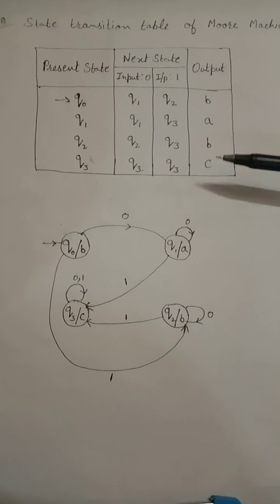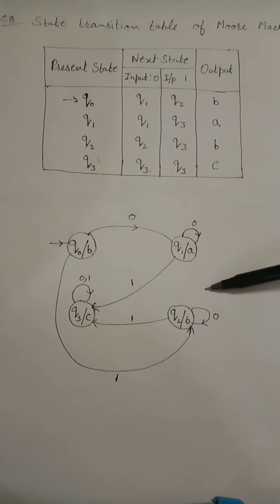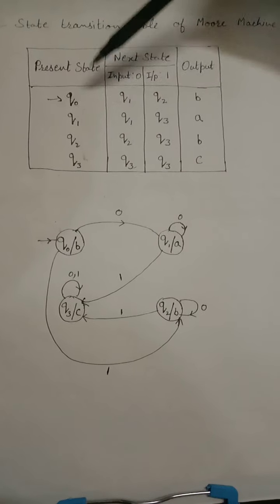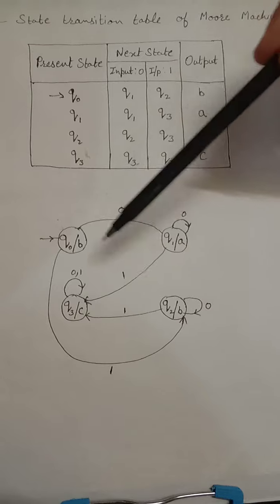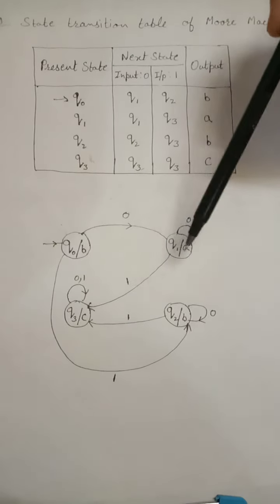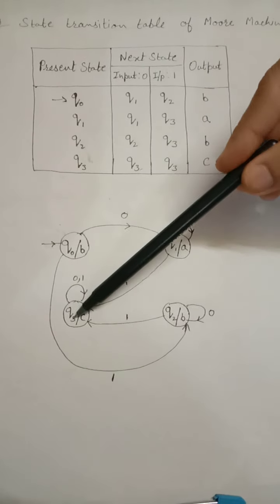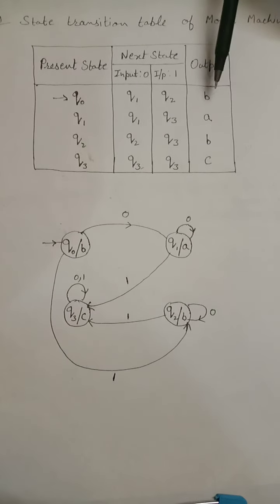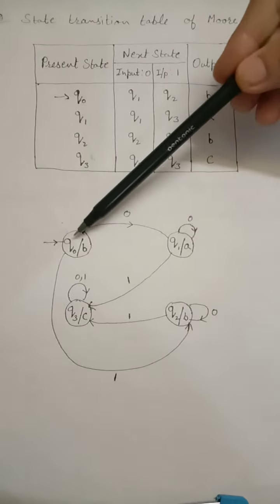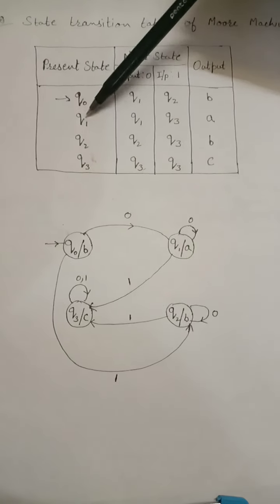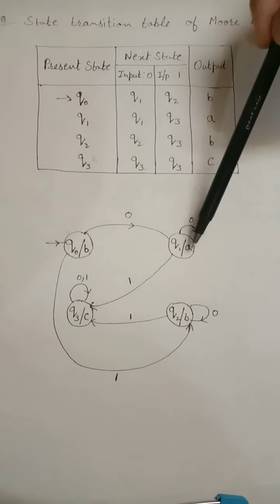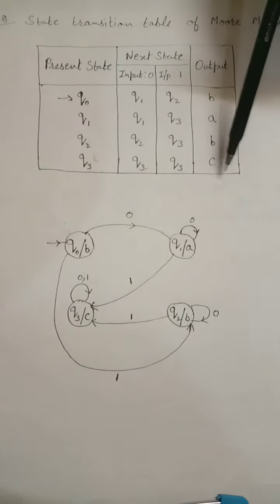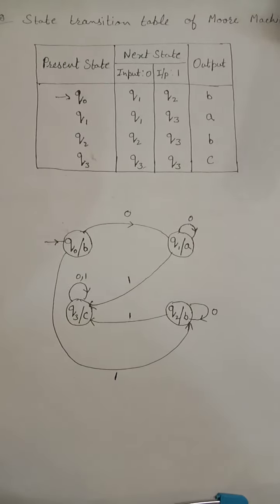So now let's draw the state transition diagram. Here we have 4 states, Q0, Q1, Q2 and Q3. Q0 produces output B, Q1 with A output, Q2 with B output and Q3 with C output.